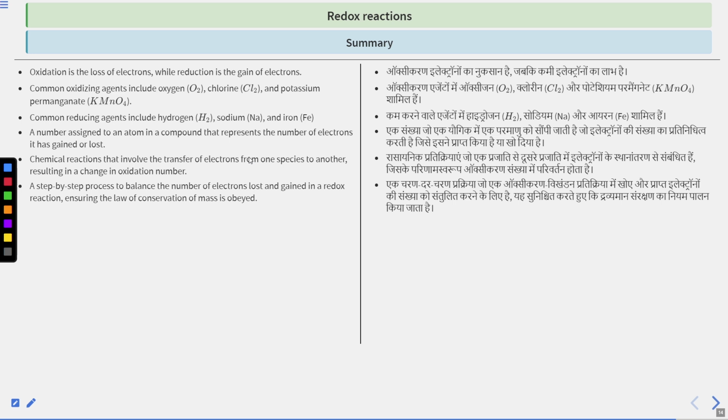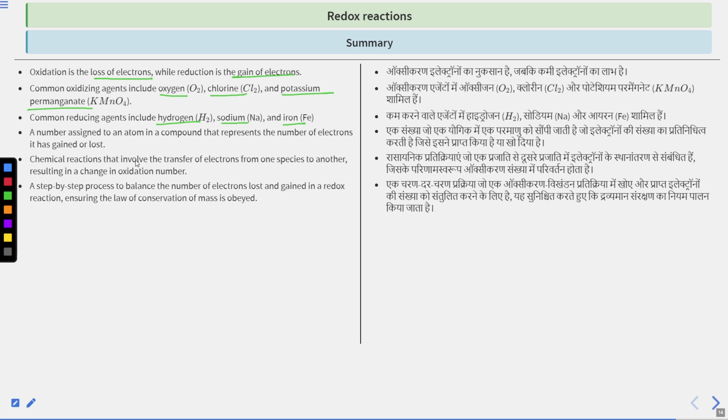Okay, so we are at our summary slide. These are the major concepts which we have covered. Let's revise. Oxidation is loss of electrons, while reduction is gain of electrons. Common oxidizing agents include oxygen, chlorine, and potassium permanganate, KMnO4. Common reducing agents include hydrogen, sodium, and iron. Oxidation number is a number assigned to an atom in a compound that represents the number of electrons it has gained or lost.